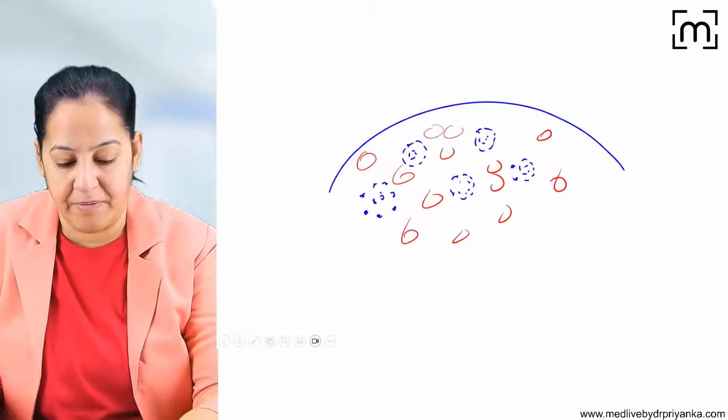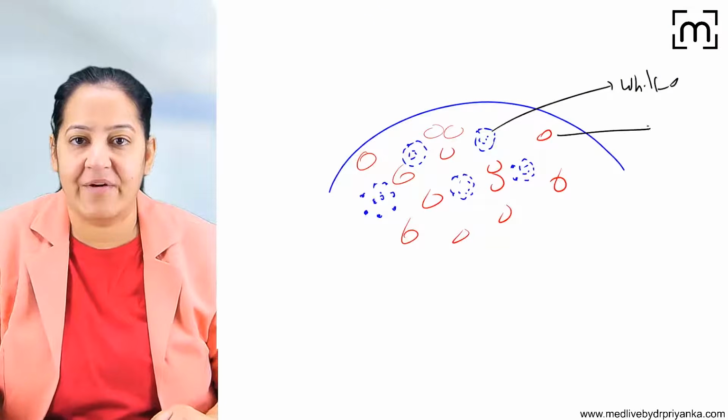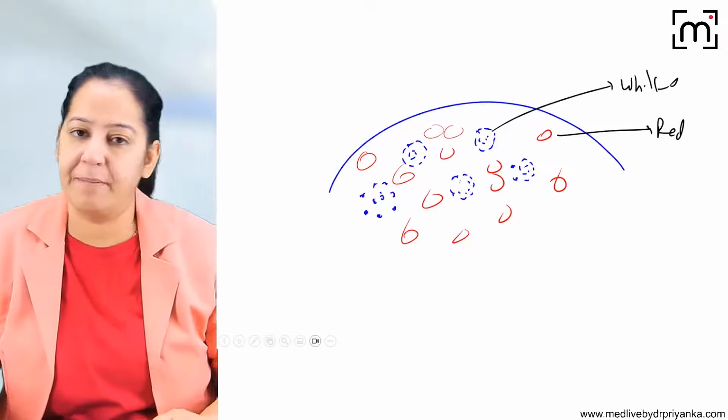So we have two pulps. What are the two pulps? This is white pulp in the spleen and this is red pulp. The red pulp is the sinusoids. Of course, it's blood, it's capillary. And white pulp is the follicle.